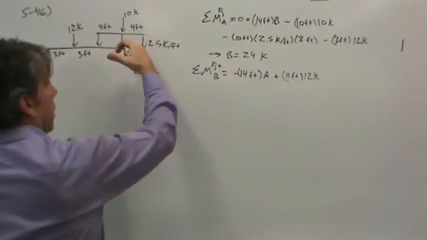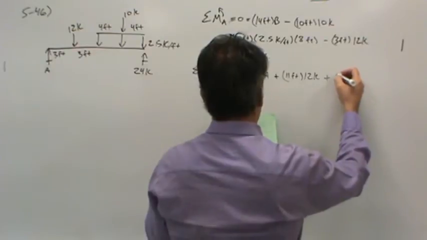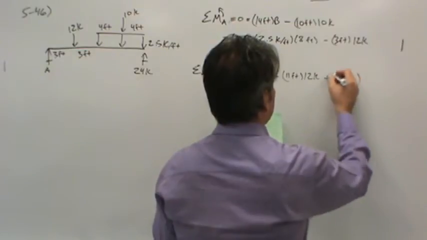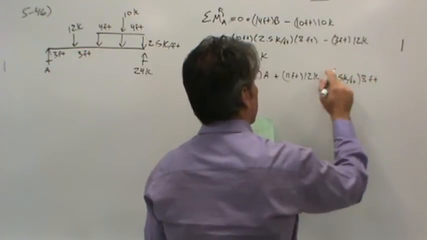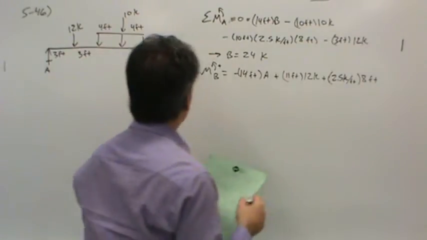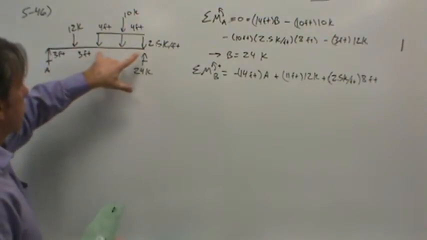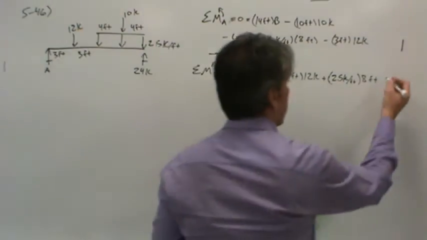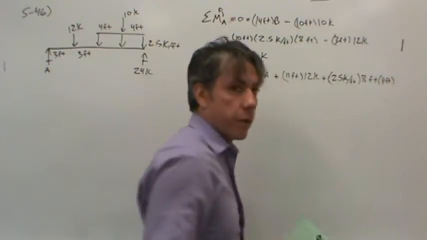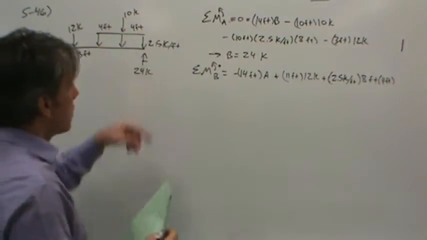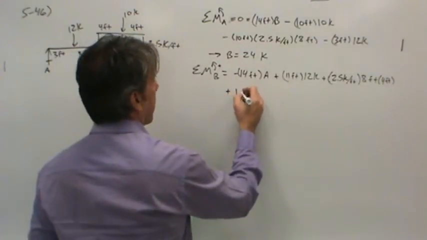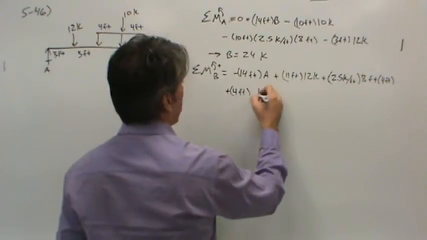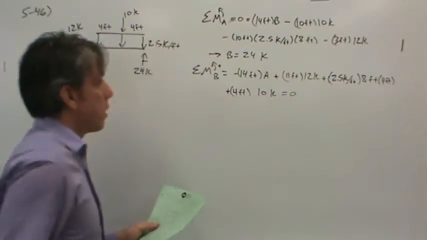The distributed load is going to cause a positive moment, so plus the magnitude, 2.5 K per foot multiplied by 8 feet. Okay, so 8 feet is just getting the resultant, so 8 feet times the 2.5 K per foot. And then the moment arm is going to be a 4-foot moment arm, because that's where the resultant is located of this force. Turns out that also the 10K load is 4 feet away from the point where I'm summing moments. And all this comes up to 0, so there's my equation.